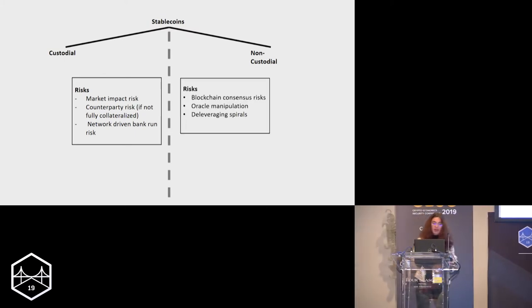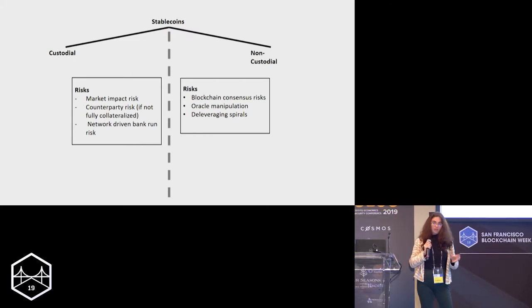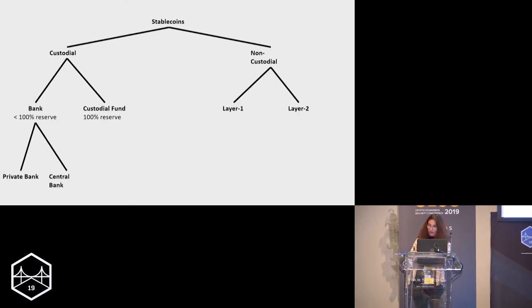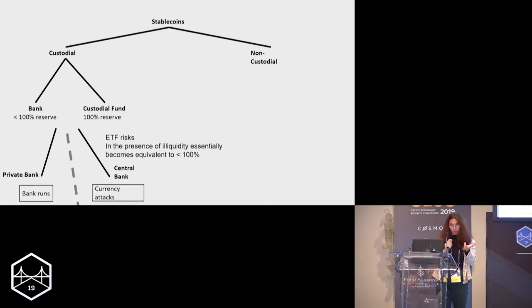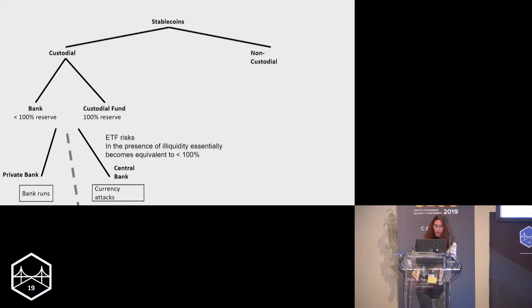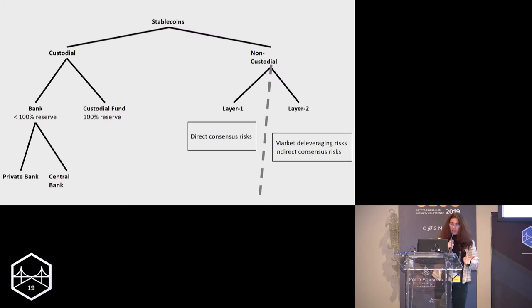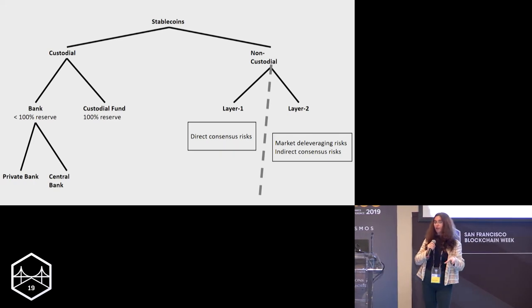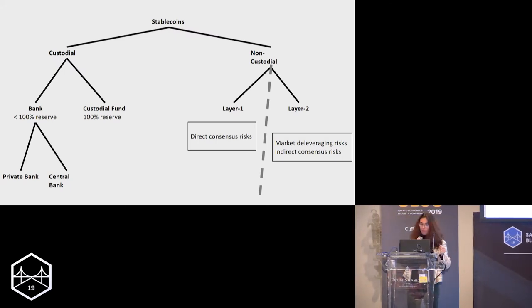So on the non-custodial side, there are other types of risk. There's the blockchain consensus risk, there's oracle manipulation, and what we are going to be looking into are deleveraging spirals. So on the custodial side, we have the bank run risk, and we could also have currency attacks. On the non-custodial ones, you have risks in layer one, so that would be risks to the blockchain consensus, and then the layer two, those would be risks for the top financial structure that is built on the blockchain.